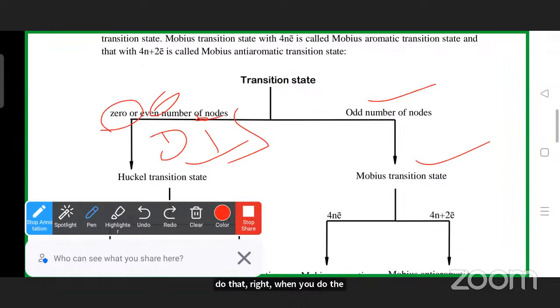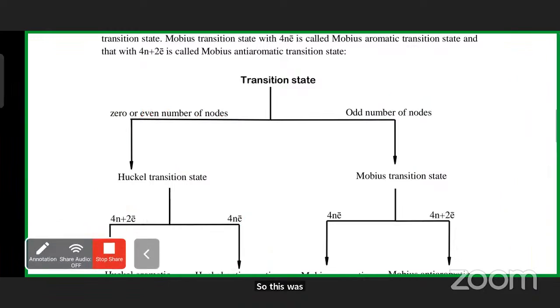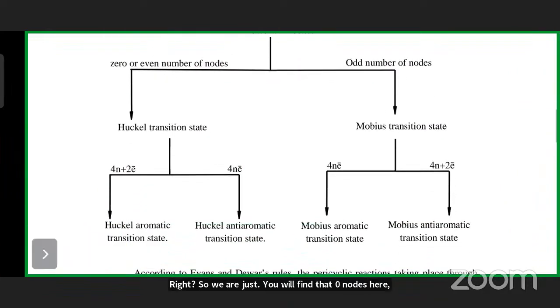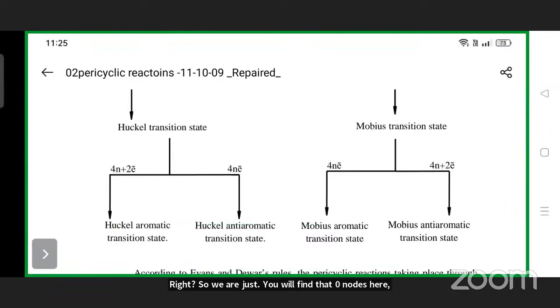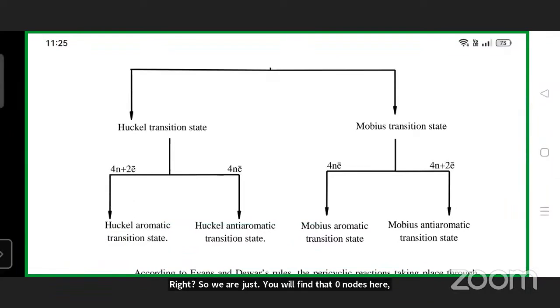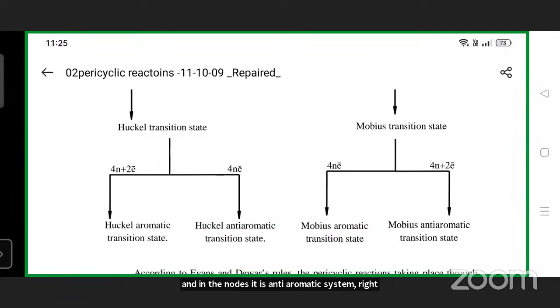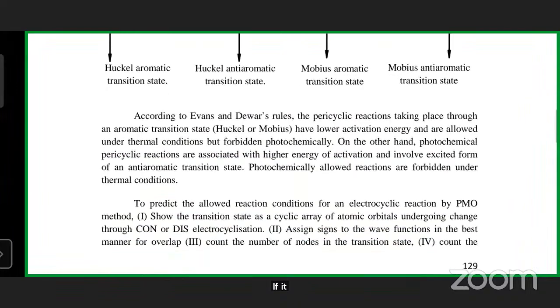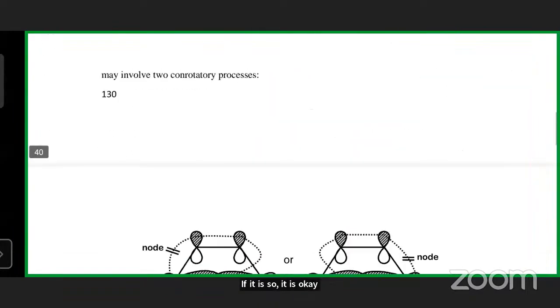So this rotation to this system here, right? So where you will find zero nodes here, it is a Huckel anti-aromatic system, right? If it is a Huckel anti-aromatic system, so it is a Mobius aromatic transition state, right? So like that you can see here.